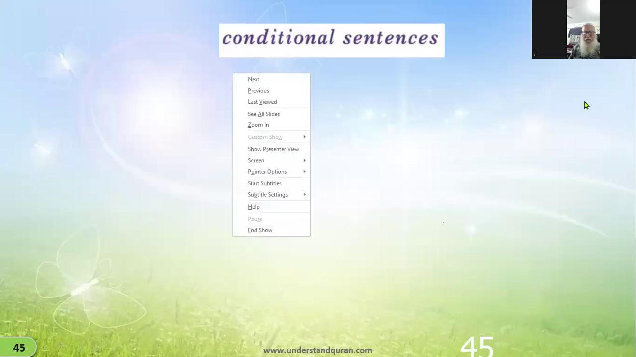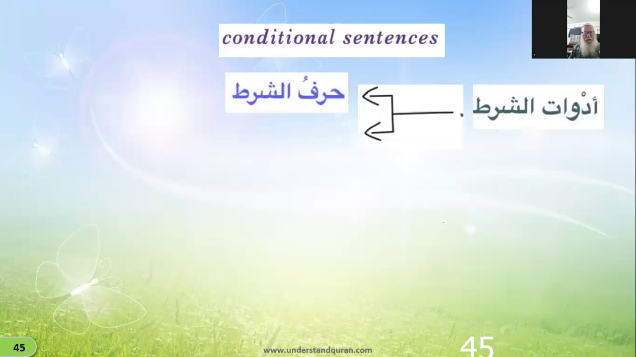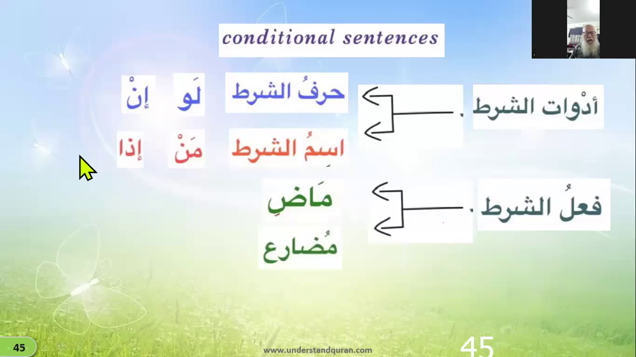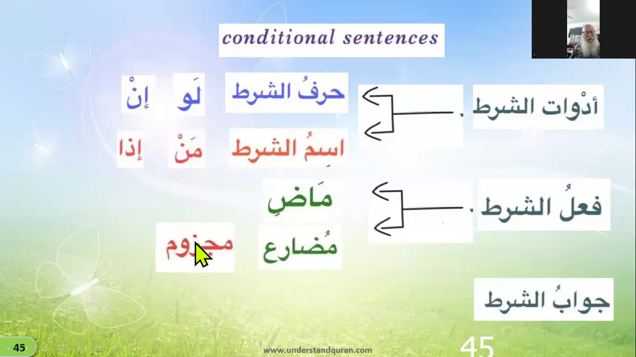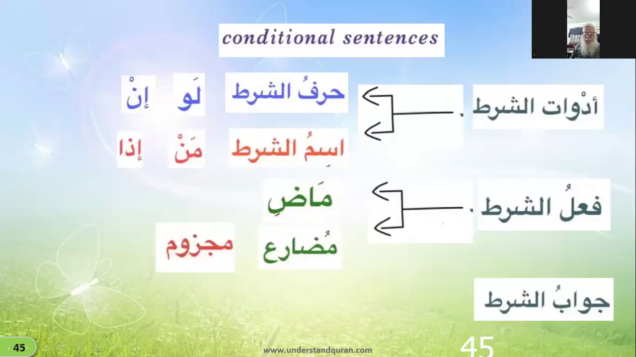Now the conditional sentences have adat shart, and that may be a harf shart, just like law and in, or it may be ism shart, just like man and isa. And the second part of the conditional sentence always has fail shart. It may be madi, it may be mudari. When it's mudari, it is majzoom. And the second part of the conditional sentence is jawab shart. So the shart sentence has two parts, shart and jawab shart.